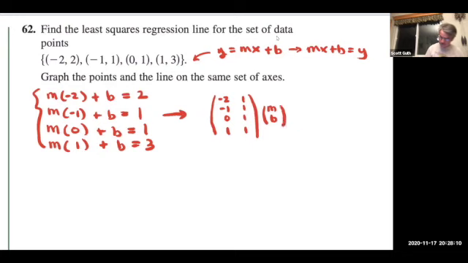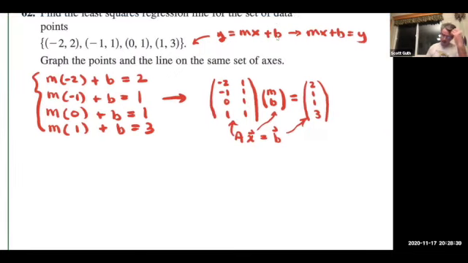Like that. Equals the vector of constants. These are all the y coordinates, which are 2, 1, 1, 3. Okay. So this is just the vector form of a system of equations. This is like Ax equals b. Okay, so the b vector is the vector of constants. X is the vector of unknowns. A is the coefficient matrix.